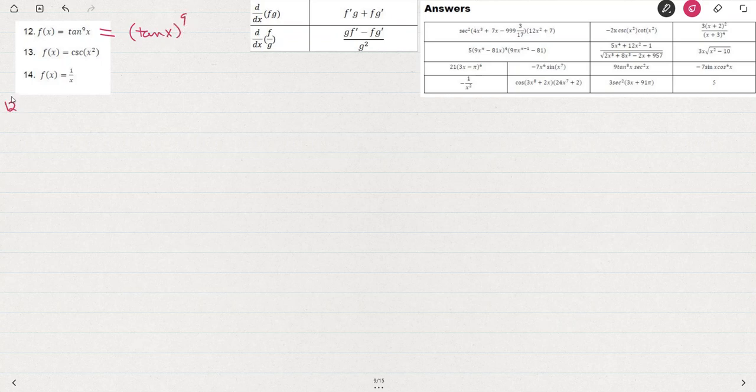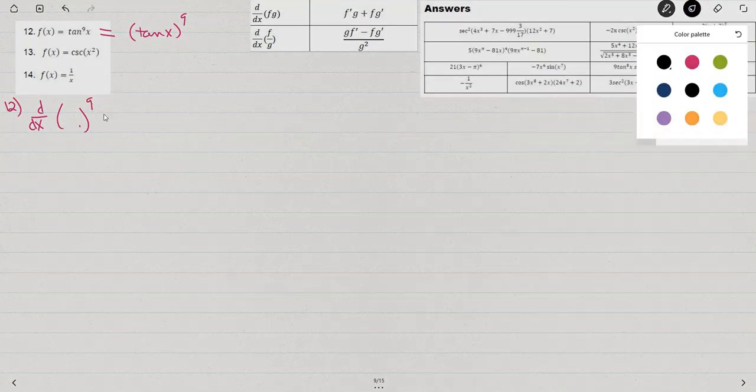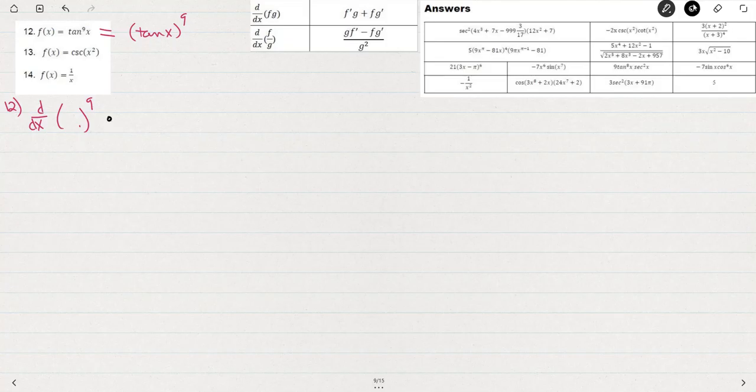So for number 12, the outside function is the tangent. So we're going to do the derivative of, oh, I'm sorry, wait, don't let me get away with that. Sorry about that. I'm jumping ahead. The derivative of the outside function is the something to the 9th power. So we want the derivative of something to the 9th power. And then we're going to multiply that times the derivative of the inside function, and the inside is the tangent.